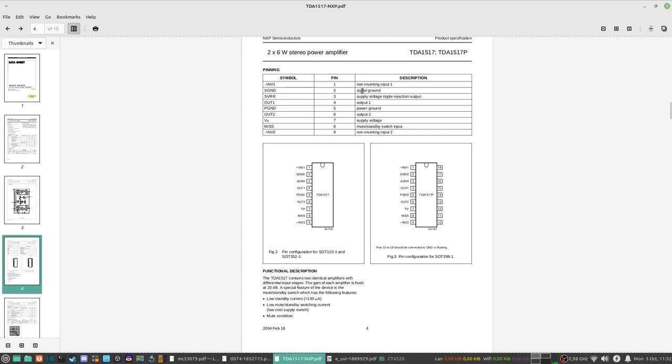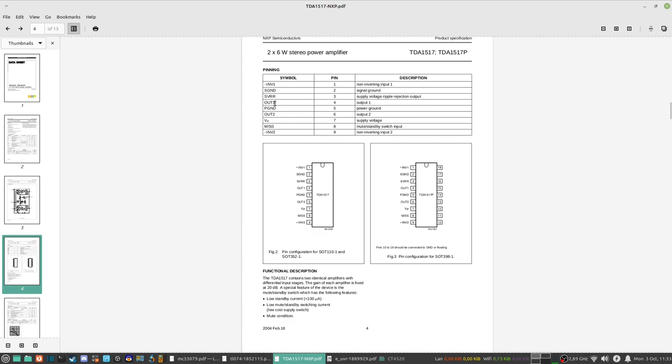We have signal ground on pin number 2. Got supply voltage ripple reaction output on pin 3, and I'm not an expert on that, but it seems to be so the chip knows what kind of ripple there is on the supply voltage and can, I guess, compensate for that, so it doesn't find its way out to the speakers, but I could be wrong. I did a quick Google search on that. So it's not that interesting to me right now.